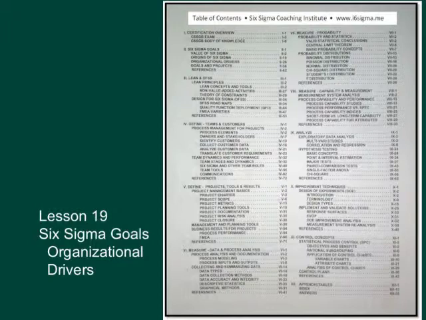Today, if you look at the table of contents under Six Sigma goals, we'll be talking about organizational drivers, which is this topic right here. In this lesson, we'll be covering two slides, and they will be attached as part of the presentation. You can go to our website and look at the attached material for your review.